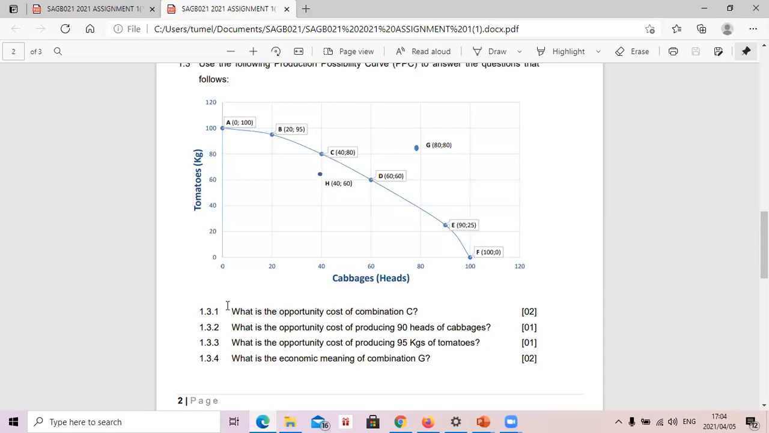1.3.1, what is the opportunity cost of combination B? I told you, the marks will guide you. If it's 2 marks, you answer with respect to both commodities. But if it's 1 mark, you are going to ignore the product that you are given, and then you calculate for the product that is not given. So at 1.3.1, what is the opportunity cost of combination C? You go to C. It will be what?